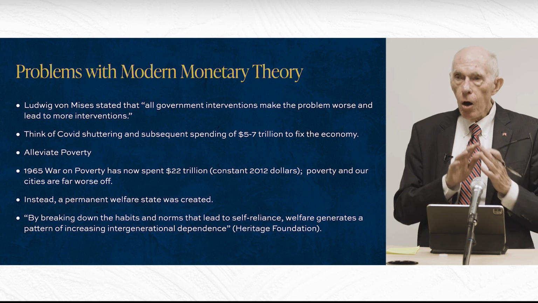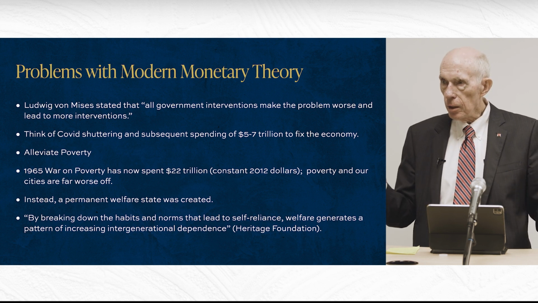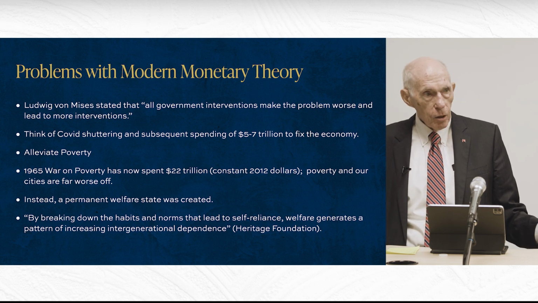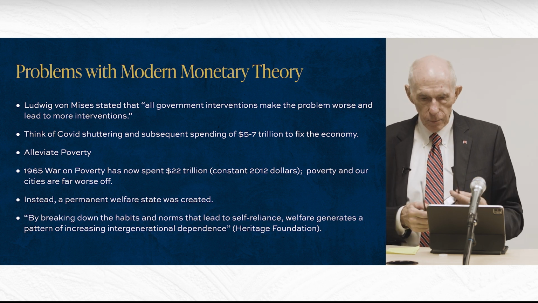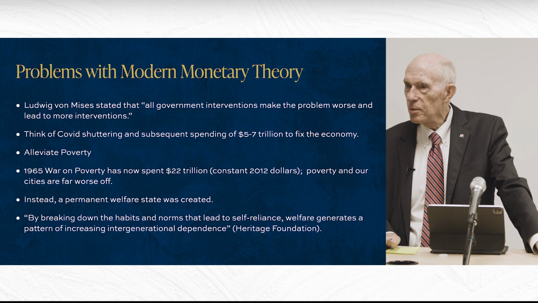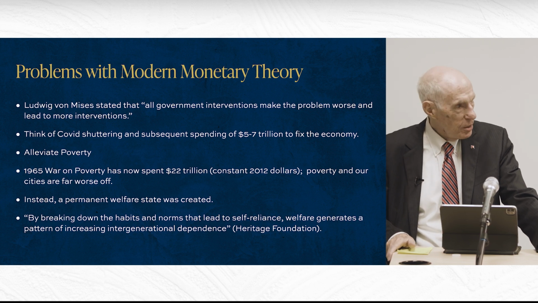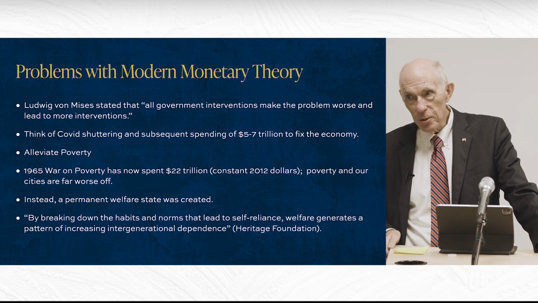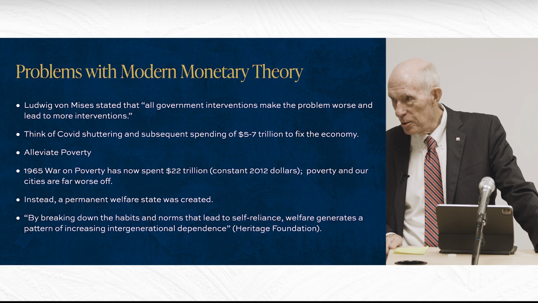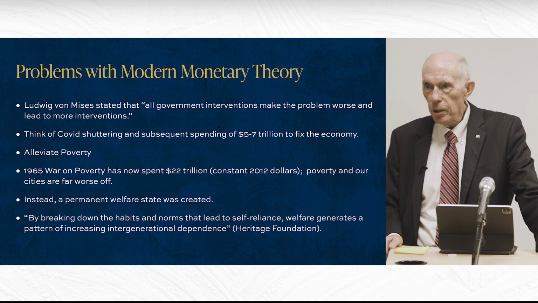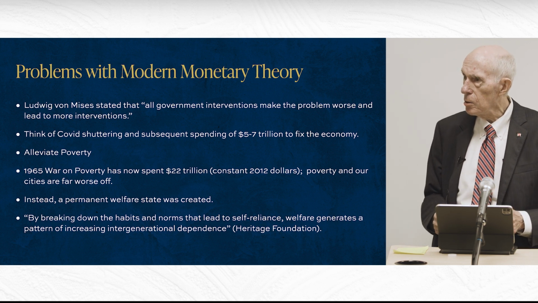So Mises says, all government interventions lead to trouble and lead to more interventions. We could go through chapter and verse on that. Anybody have any comments on that? Is that too shocking to actually have to process today? Think about these interventions over the years. The U.S. Department of Education. We're going to improve education. Nobody really believes that, do they? But how much money do they spend? I don't know, $100 billion a year.